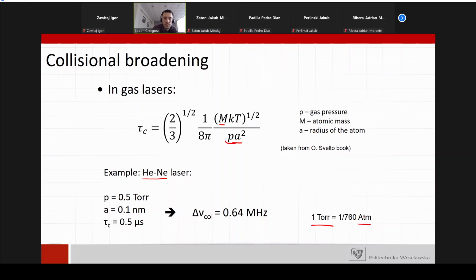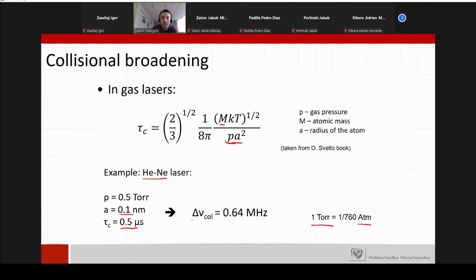So generally low pressure. The pressure in gas lasers is very low. So we can guess why, because we just want to avoid collisions. Okay. So the pressure is half a torr, the radius of the atom is 0.1 nanometer, and the collisional lifetime resulting from this is half a microsecond.